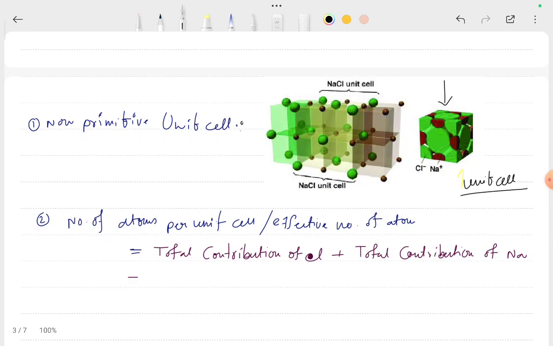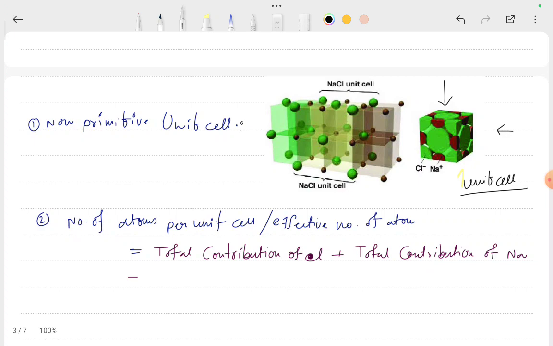As we already discussed in previous classes, if atoms are present only at the corners, then this unit cell is called a primitive unit cell. But if, except at the corners, atoms are present at the face or body center positions of this unit cell, then it is called a non-primitive unit cell. So NaCl structures have a non-primitive unit cell, and this is the FCC structure. We just focus on the FCC structure.